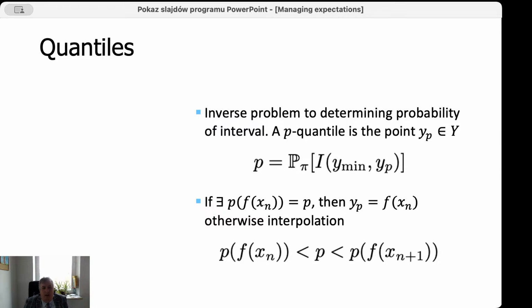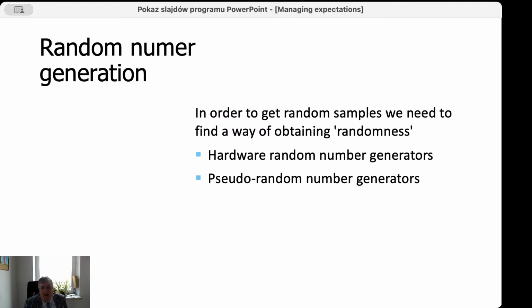And this can of course be computed in the same way, just by counting the samples in a given interval, in certain situations modified by adding interpolation.